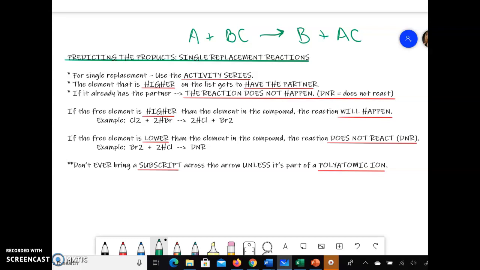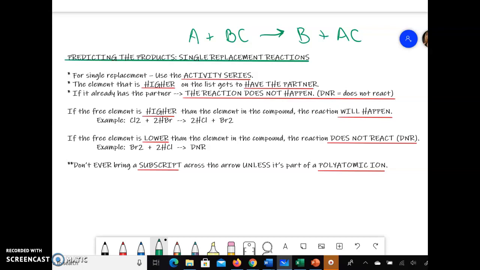So again, the element that's higher on the list gets to have the partner. Well, sometimes it already has the partner, and that's when the reaction does not happen. So not every single replacement reaction will produce something different. We're going to go through some examples in just a few minutes. You can go ahead and write those two examples down if you want, but we're going to go through several together.